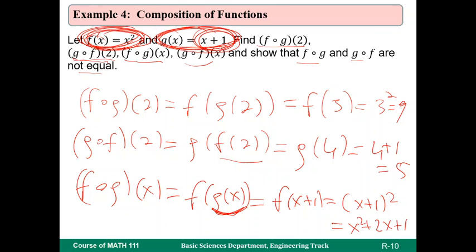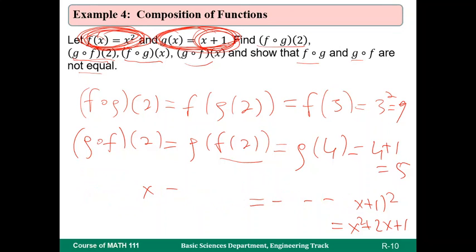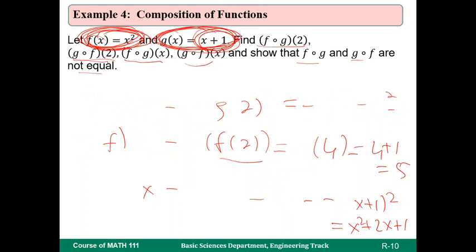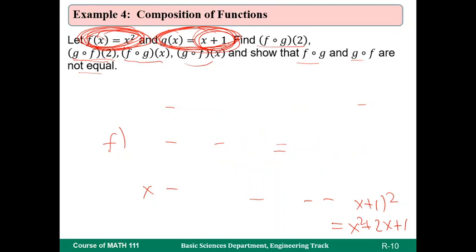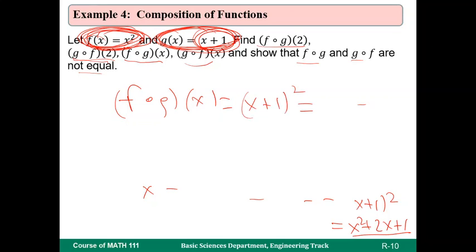Now, when it comes to the g of f of x, I will write it here again. We already found it, it's here, this one: x squared, x plus 1 squared, or x squared plus 2x plus 1.